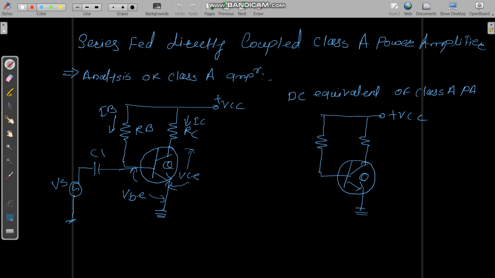Now, let us do the analysis of this class A power amp. For that, the very first thing we have to do is draw the DC equivalent circuit of it. Having the DC equivalent of any circuit means we are going to remove the AC power supplies, and because there is no AC supply, the capacitor will be an open circuit and your circuit will remain so. What is that? Your Vs is gone, C1 is open. So what you can see in your circuit is the DC supply, RB, RC, and a transistor.